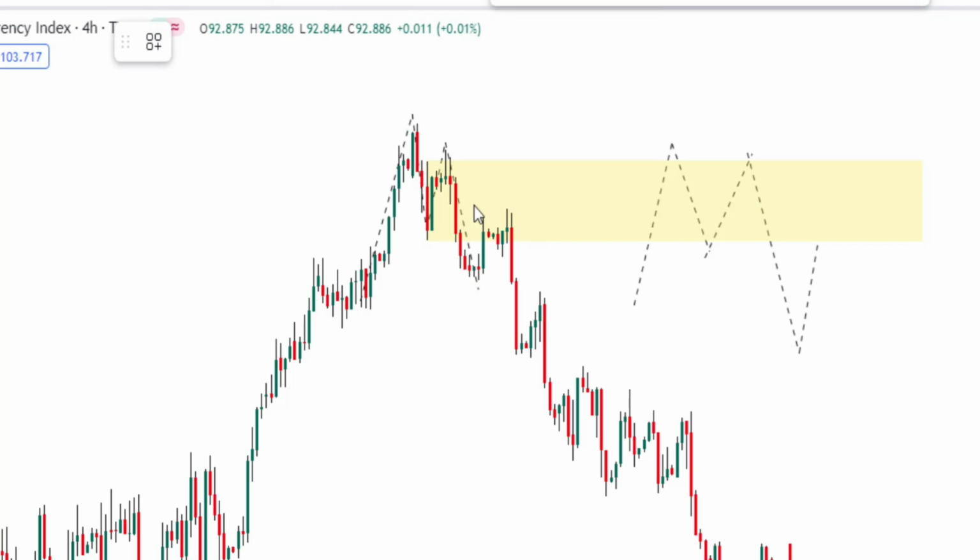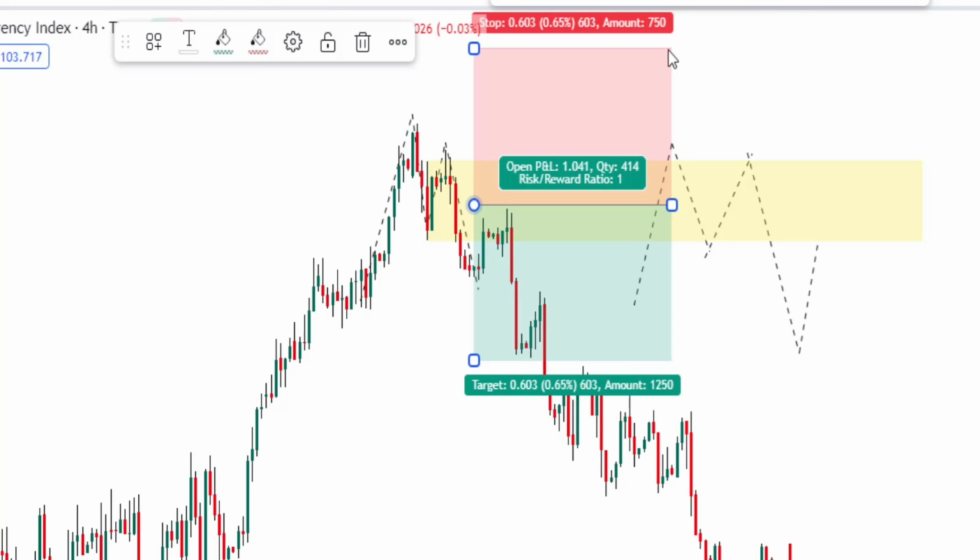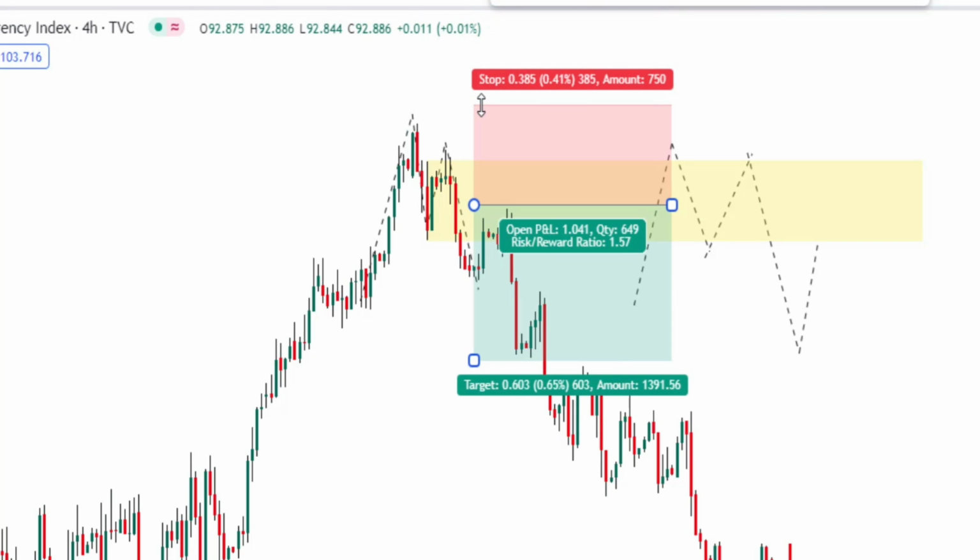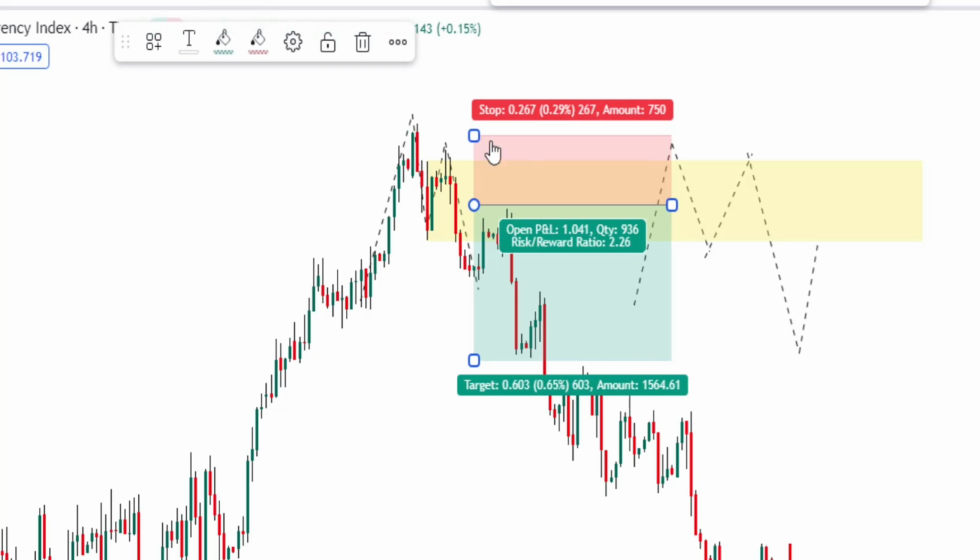Okay, this is our sell area, because this is a bearish mitigation block, just like I told you. Then you make sure that your stop loss is just right above the failure swing. Or if you have a small mitigation block, you can put your stop loss just right above it.